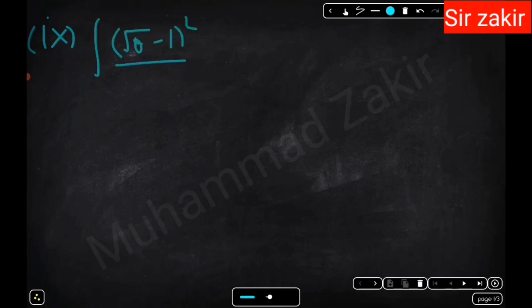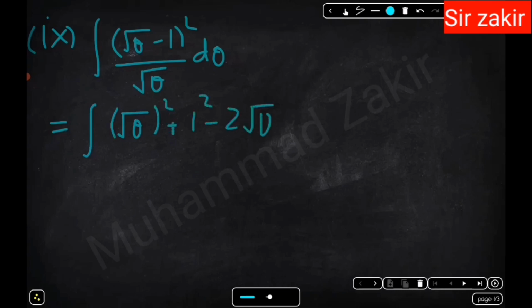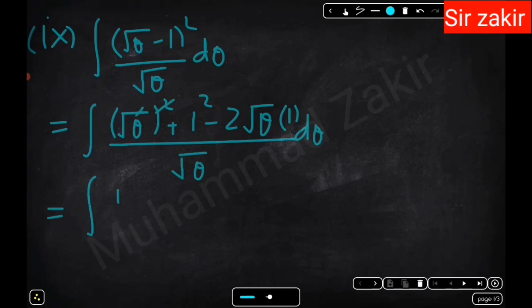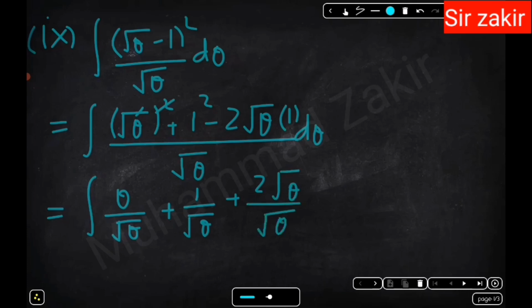Integration of square root theta minus 1 whole square by square root theta d theta. First we expand the whole square: a square plus b square minus 2ab, divided by square root theta d theta. Then this is theta. Now we separate it: theta by square root theta, 1 by square root theta, 2 square root theta by square root theta, where the square of the root is theta. This is cancelled, and these two also get cancelled to make square root theta in the numerator. So this simplifies as square root theta in the numerator d theta.